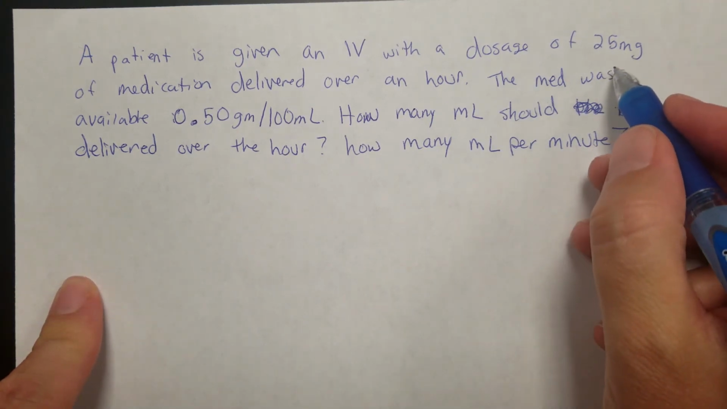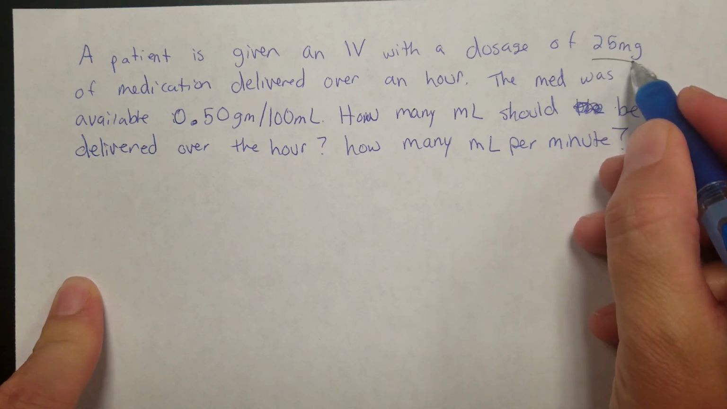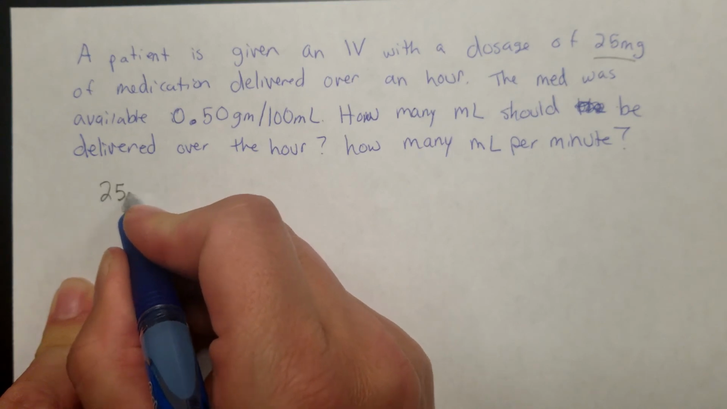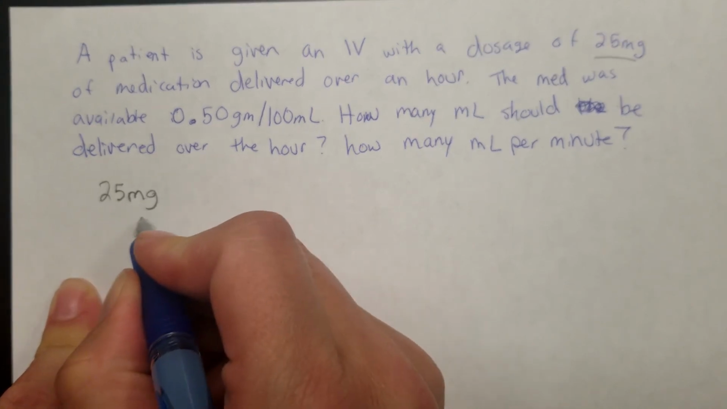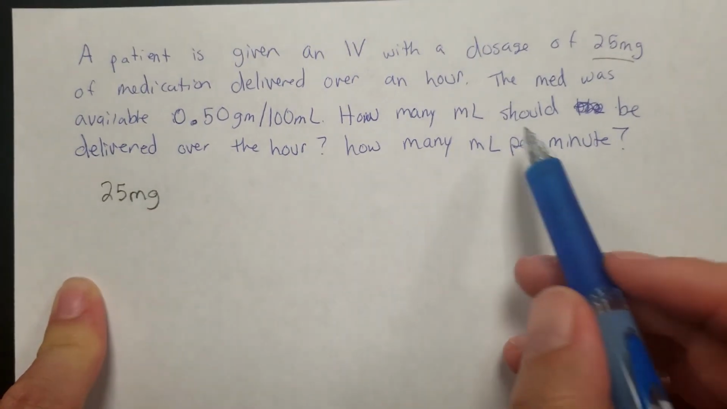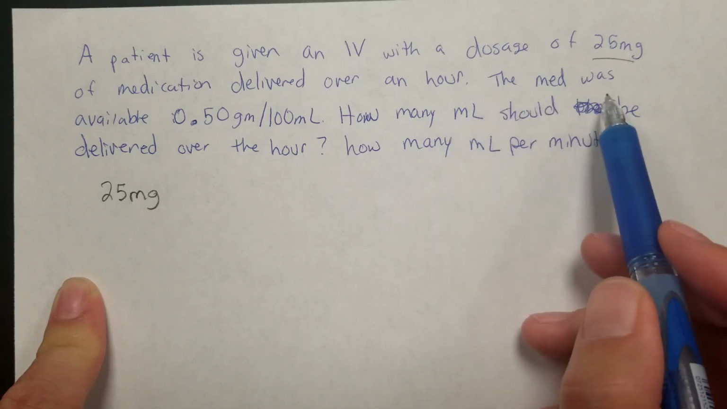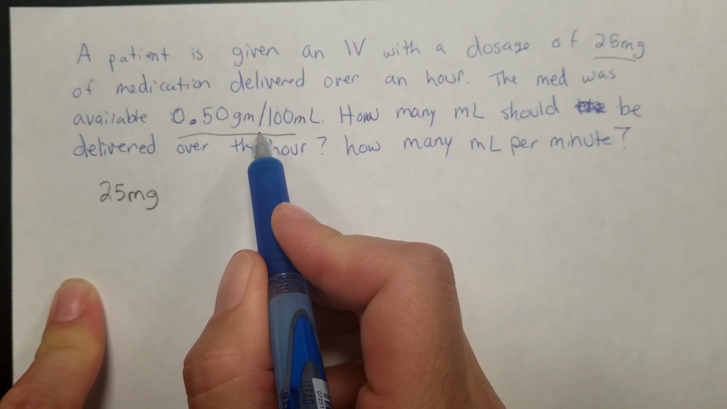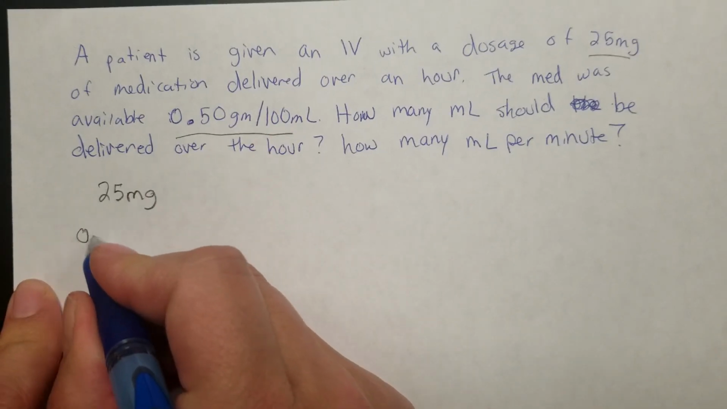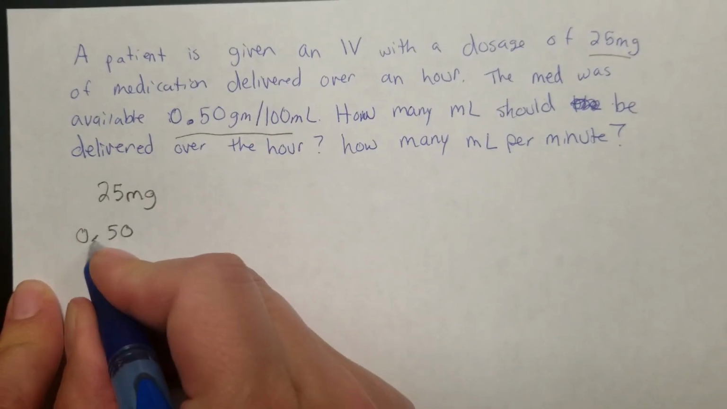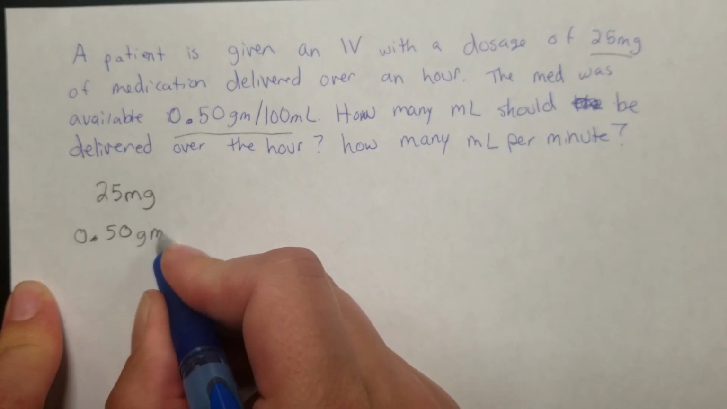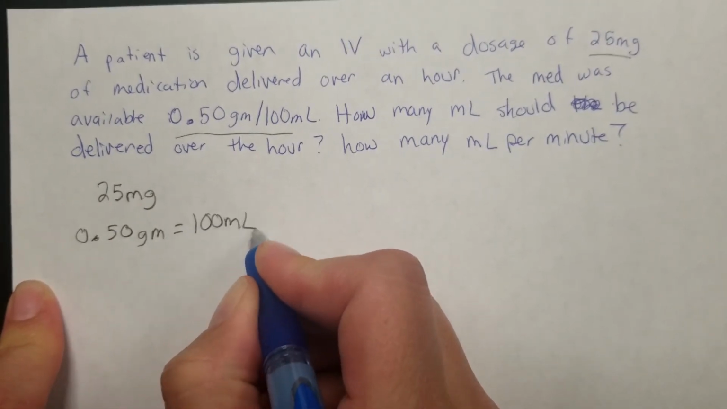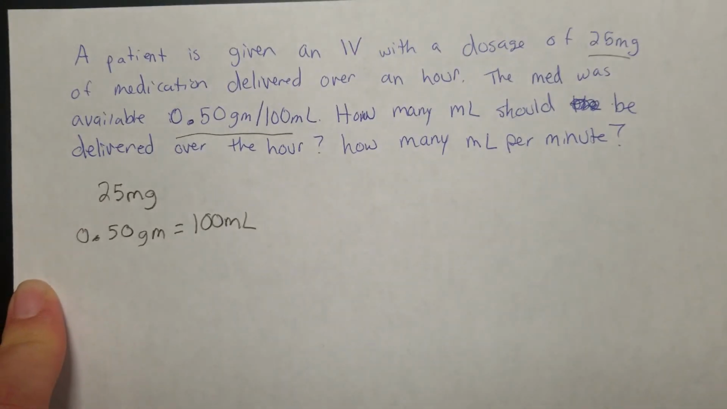So we have 25 milligrams of medication is what they're trying to give. So I have a feeling that this is the number that's going to start our railroad tracks. Okay, next we have that the med was available in this dose. Notice the slash, that's a conversion factor we're going to use. So 0.50 grams for every 100 milliliters. So if I have 100 milliliters, that means there's 0.5 grams of medication in it.